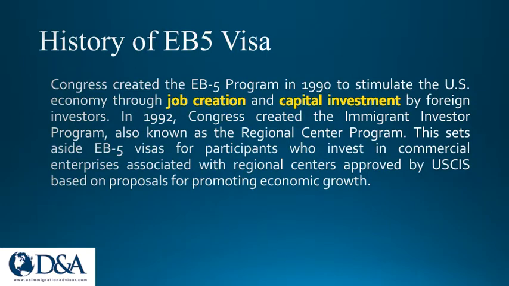History of EB5 visa. Congress created the EB5 program in 1990 to stimulate the US economy through job creation and capital investment by foreign investors. In 1992, Congress created the Regional Center Program. So, as you can see, the EB5 visa has been around for over 25 years.